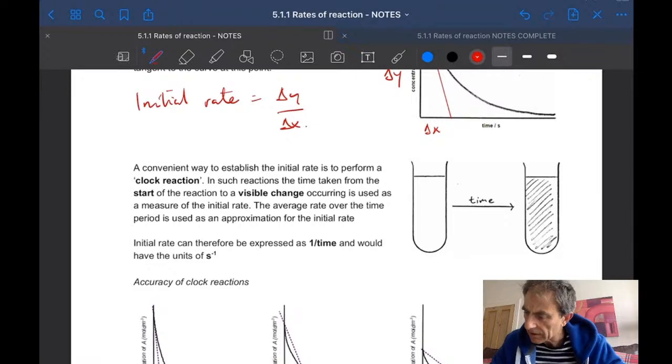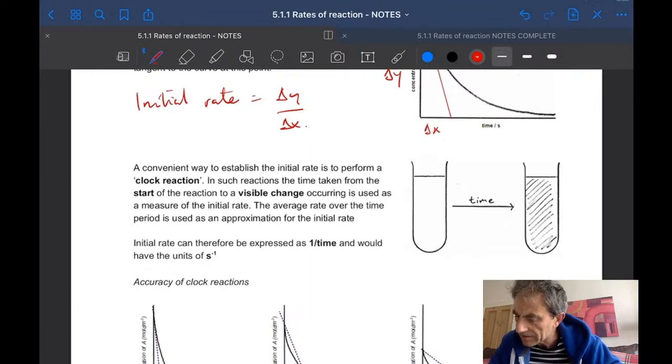So a convenient way to establish the initial rate is to perform a clock reaction. In such reactions, the time is taken from the start of the reaction until a visible change occurs, and that's used to measure the initial rate.